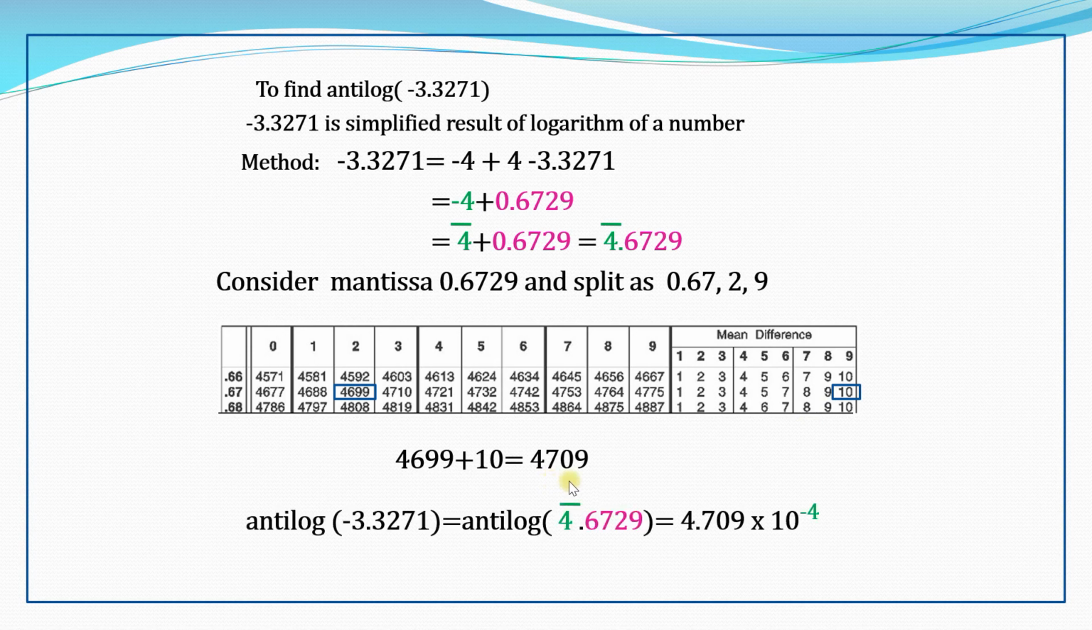Now antilog of minus 3.3271 is nothing but antilog of bar 4.6729, which is 4 plus the decimal after first digit. So 4.709 into 10 to the power of whatever the characteristic you have, that is bar 4, which is nothing but minus 4, and that's the antilog of this number.